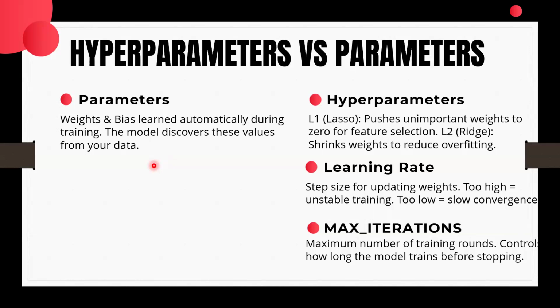Now, hyperparameters are more like external factors that help our training process go well. So they are settings that we adjust to make sure our model learns the parameters well, right? So we have L1, which is the least absolute shrinkage and selection operator, right? And it's just a hyperparameter that pushes our unimportant weights to 0 for feature selection.